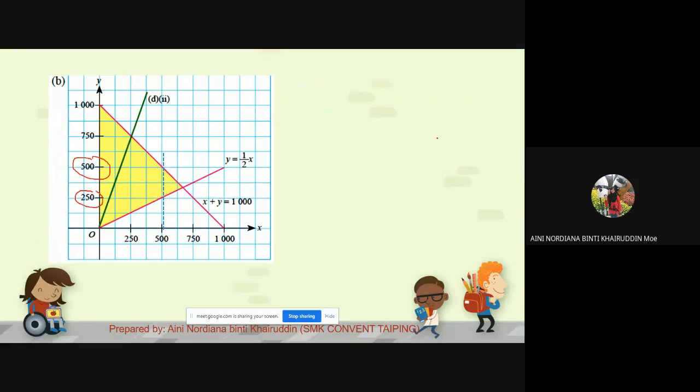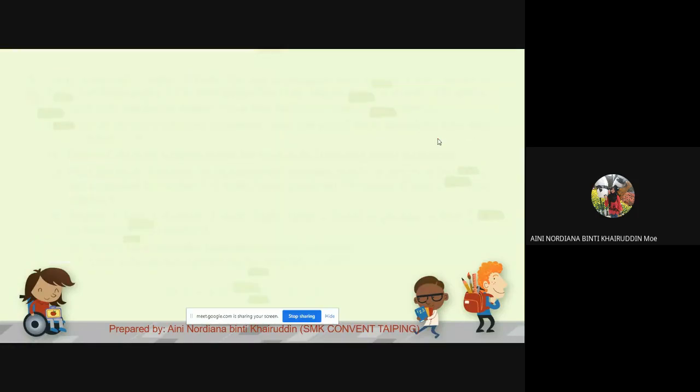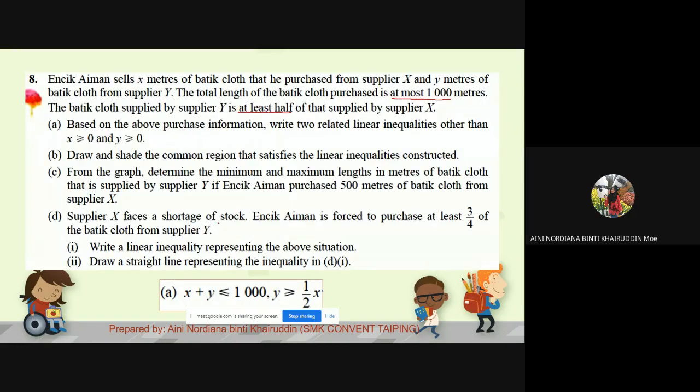Soalan D. Supplier X faces a shortage of stock. Encik Aiman is forced to purchase at least 3/4 of the batik clothes from supplier Y. Write a linear inequality represent the above situation. Draw a straight line representing the inequalities in D1.